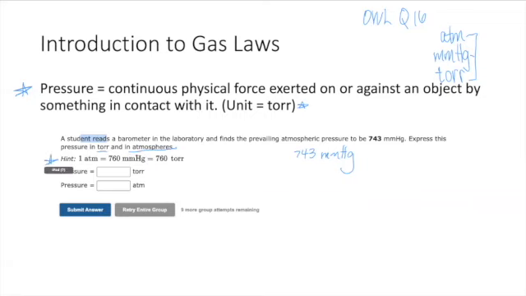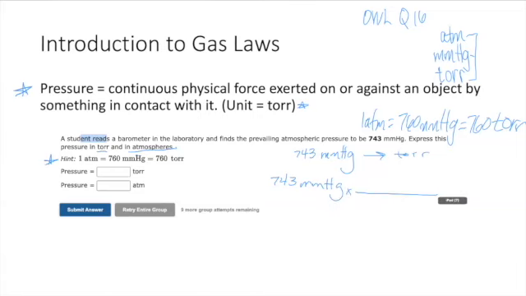So they tell us the conversion that every 1 atmosphere equals 760 millimeters of mercury and 760 torr. So if we wanted to get from millimeters of mercury to torr, we'll start with what we're given, multiply with the bottom being what we're trying to get out of, and then the top being what we're trying to get into. And we'll use this relationship here where 760 torr is equal to 760 millimeters of mercury.